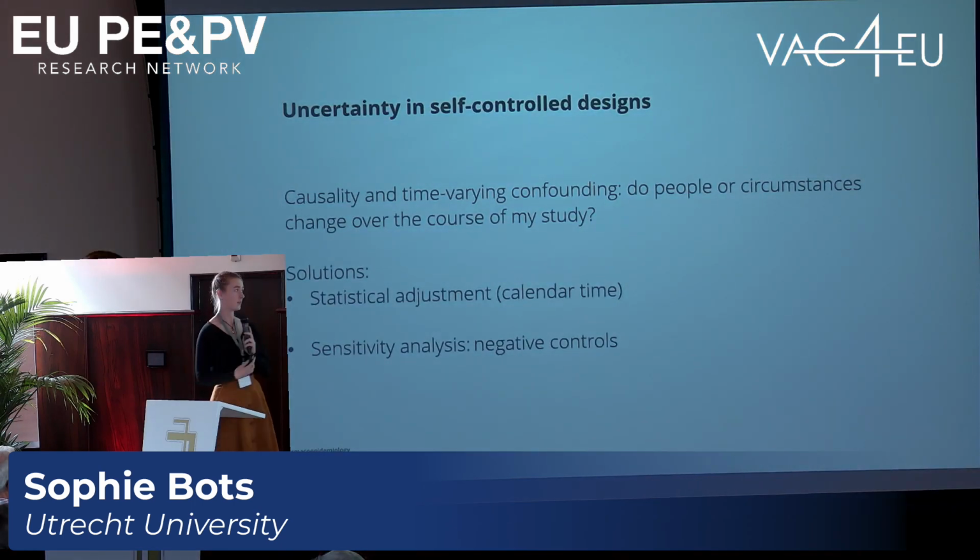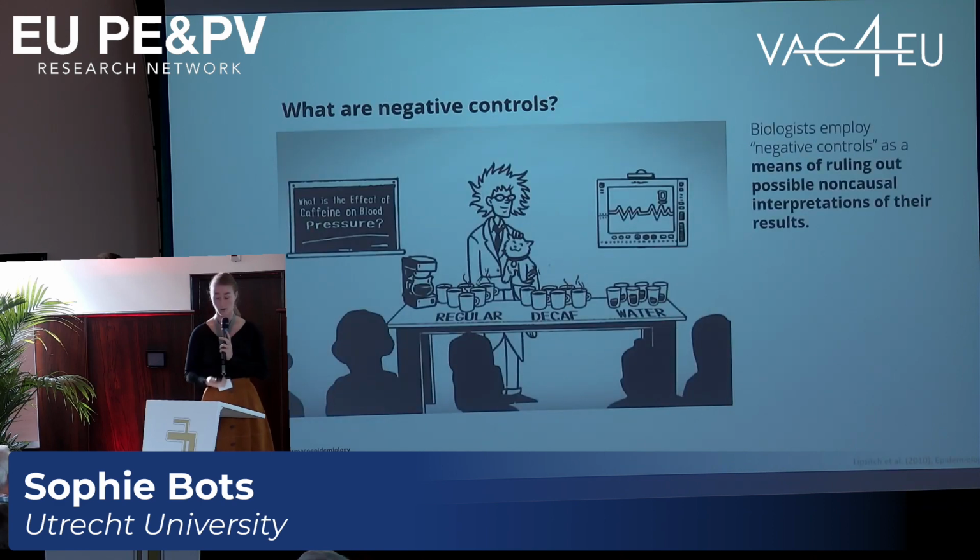So solutions here, one of them is adjustment for calendar time, which is very standardly done. But the other one, which is the topic of today, is using negative controls. What are negative controls? In the framework that we used for this study, we define negative controls as something that we can use to rule out possible non-causal interpretations of our results.